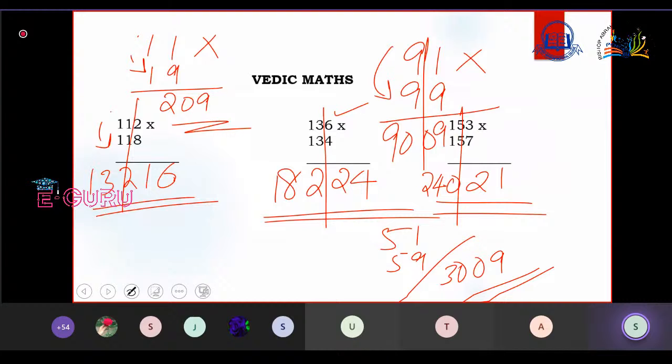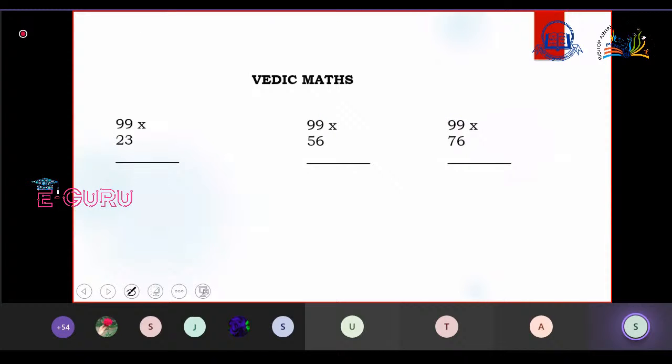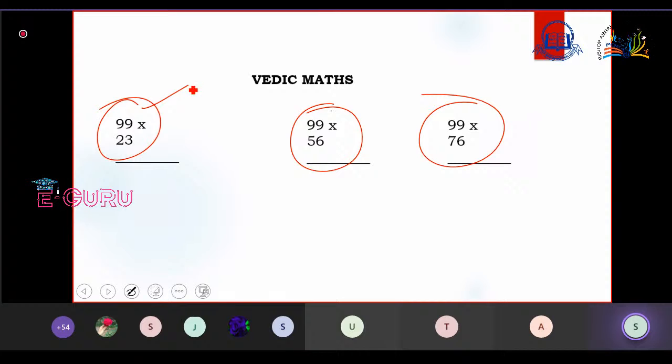Okay, now we can move to the last part. Only a few more questions are there, 2-3 questions only. Another important aspect is the series of 9. We can do it even within a fraction of a second. When a series of 9 is multiplied by another number having the same number of digits, it is very easy. And even if the digits are different, we can do it. See, 99 into 23, what will we do?